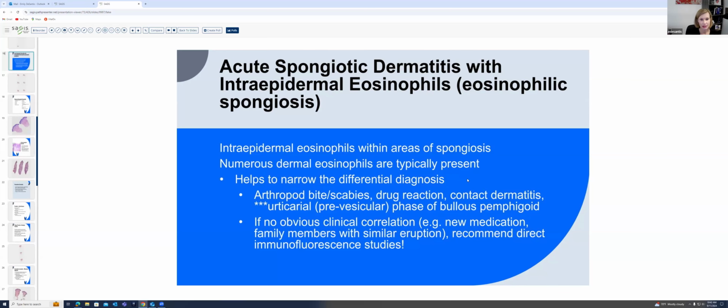And I've actually had cases where there's a little bit of spongiosis, maybe one or two intraepidermal eosinophils that are kind of subtle, and the subsequent direct immunofluorescence is actually positive, and the patient is diagnosed with prevesicular BP. So the direct immunofluorescence can be very, very helpful.